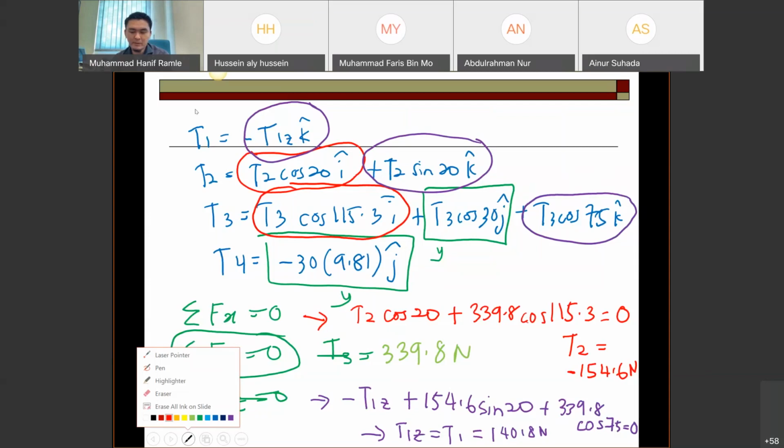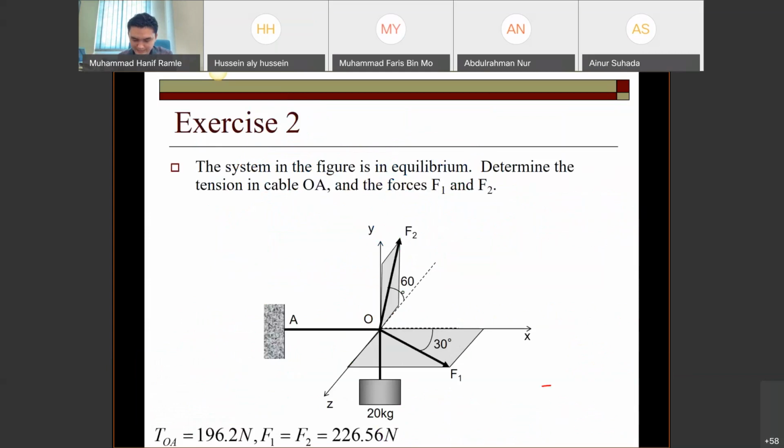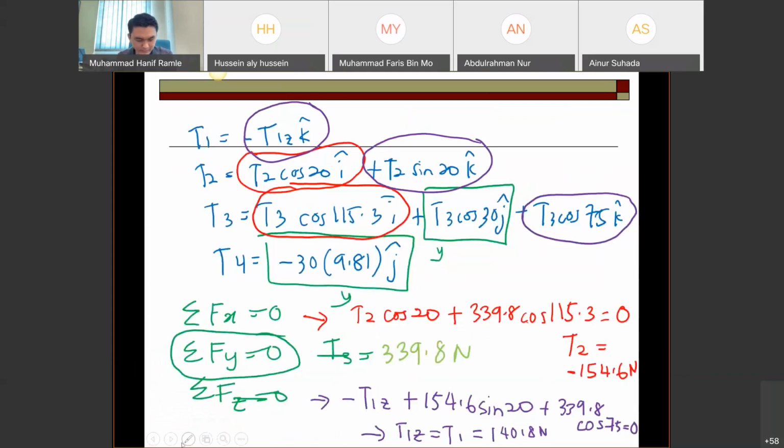So Maria said that 140.8, 41. Is it correct? Negative, Doctor, I think T1 negative, yes. Yes, Doctor, this one should be negative, right? And you got negative 140, is it?